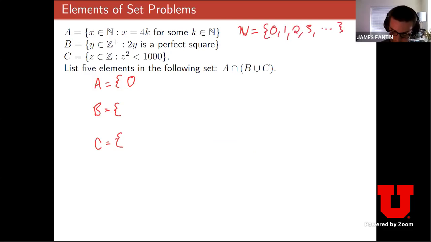Just remember, be careful if you're looking at stuff in other textbooks or other resources. Other textbooks sometimes define the naturals without 0. But in this class, we're taking the definition that includes 0. Etc. And then what about for B, where 2 times y is a perfect square?